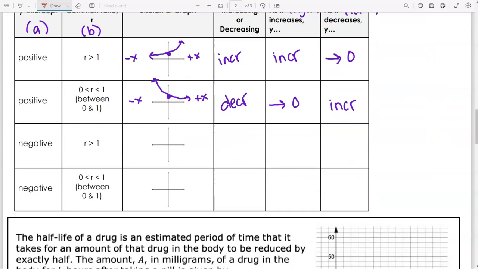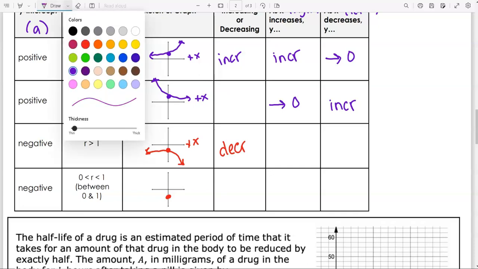If we have a negative y-intercept, meaning we are under it somewhere, and our b value was bigger than 1, so look at number 3, we had a b value of 2, right? And when we sketched it, it looks like this. As we move to the right side, as my x's increased, what did my y's do? They decreased.